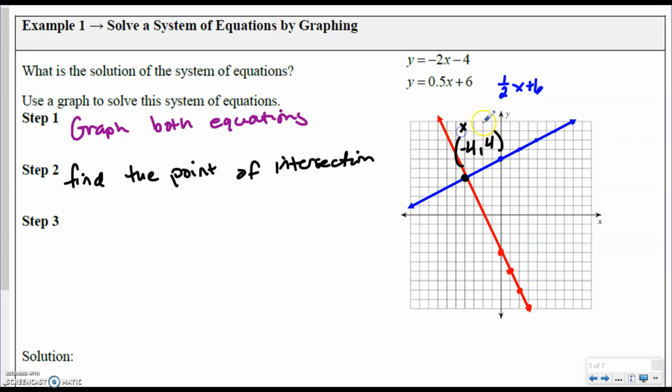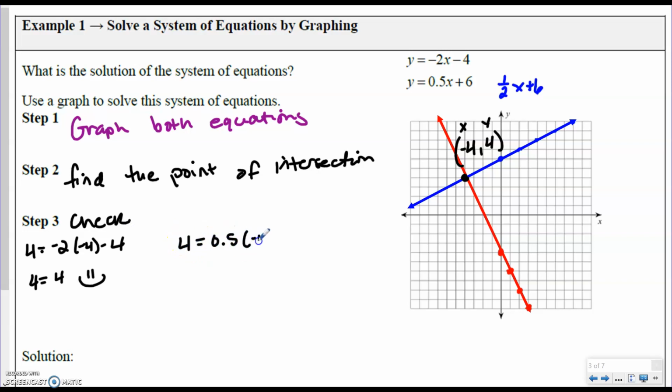So remember, this is x and this is y. So for the first equation, we're going to have 4 equals -2 times -4 minus 4. So if I check this, I get 8 minus 4, which is 4. So it works for the first equation. And then for the second equation, we're going to have 4 equals 0.5 times -4 plus 6. This is -2 plus 6, which is 4. So it works for both. So our solution is (-4, 4). Apologize for that negative sign there.